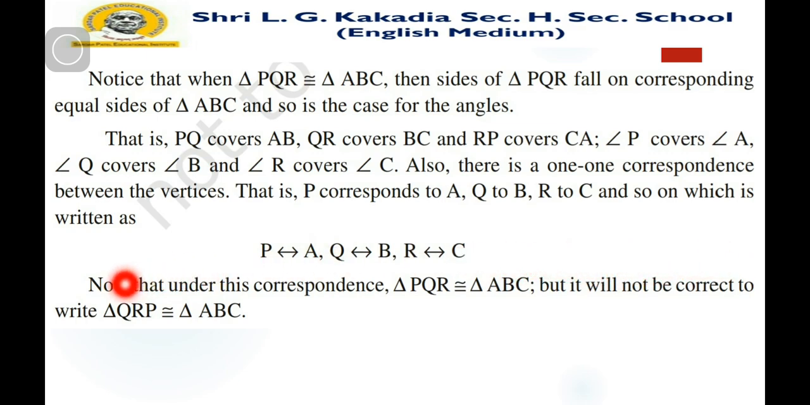but it will not be correct to write triangle QRP congruent to triangle ABC. We cannot write QRP because here P corresponds to A, so we have to write P, and here A. Q corresponds to B, so we have to write Q, and here B. R corresponds to C, so we have to write R, and here C. We cannot write in such a manner because Q is not corresponding to A, P is corresponding to A. In this manner we are going to write.